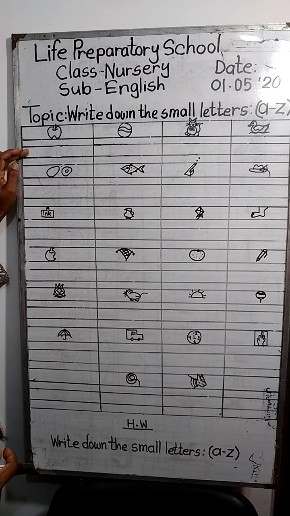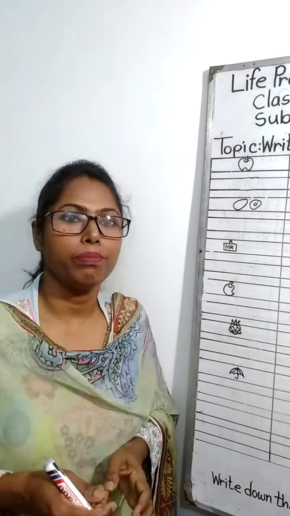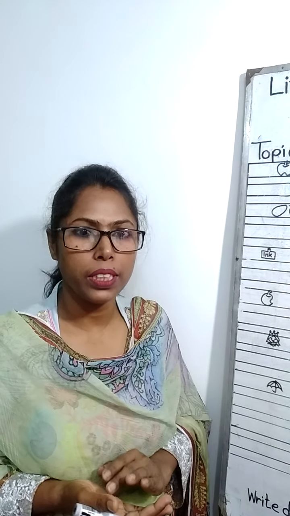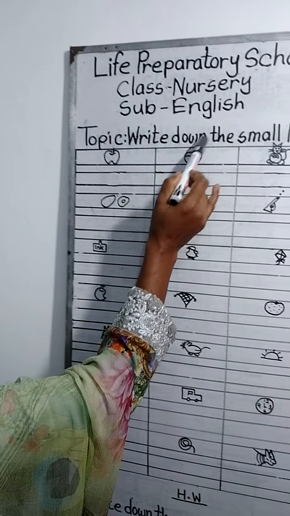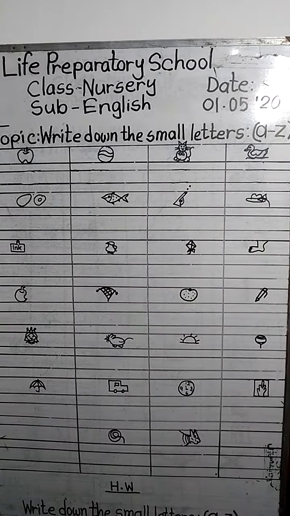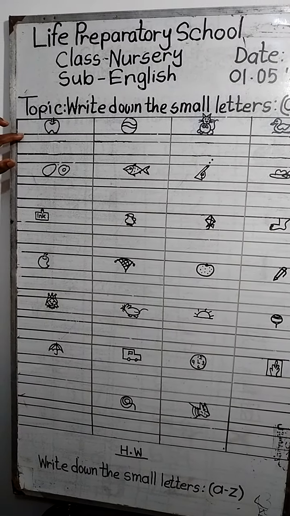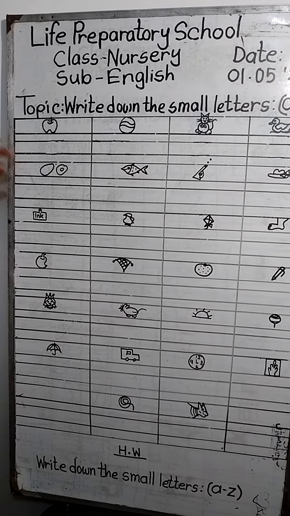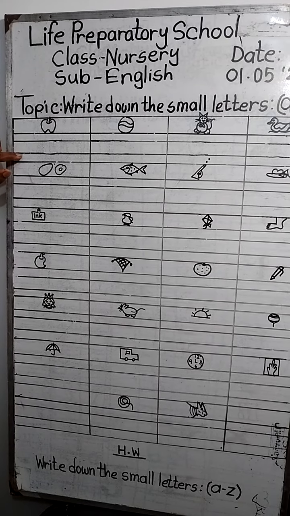The board is like an English copy. Everybody, do you know? In the previous class, we learned to write the small letters A to J. Today, our same topic: write the small letters A to Z. Everybody, look here. Here are four lines: first line, second line, third line and fourth line. And three rows: first row, second row and third row.